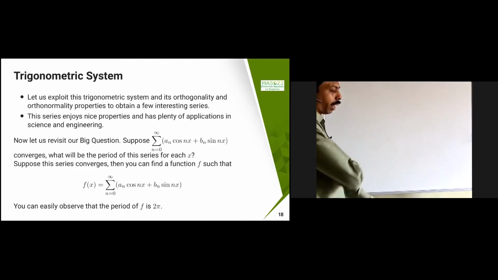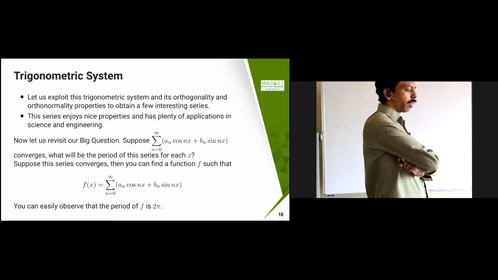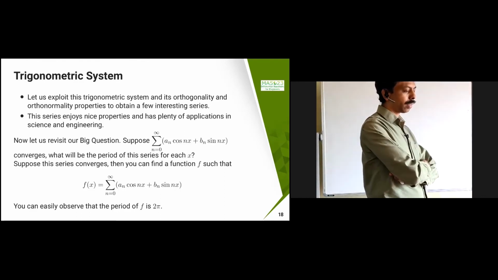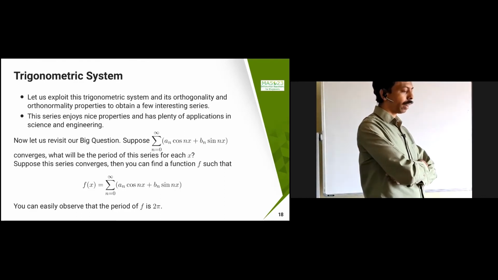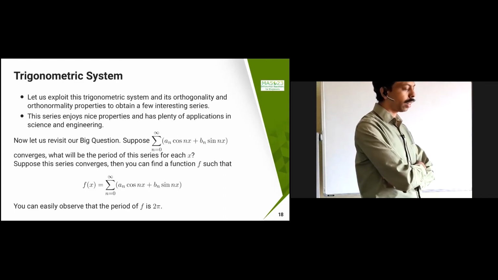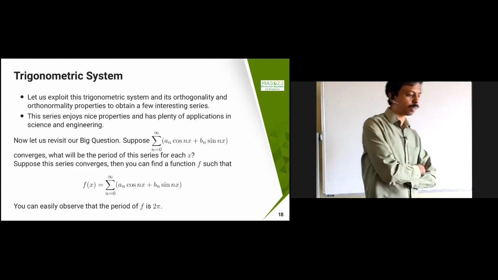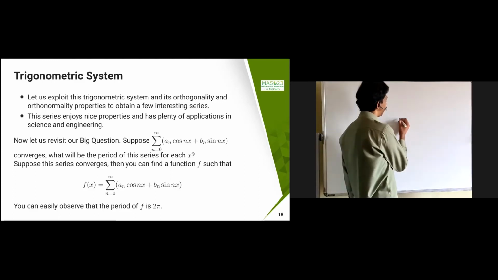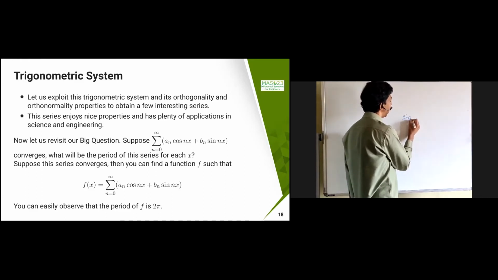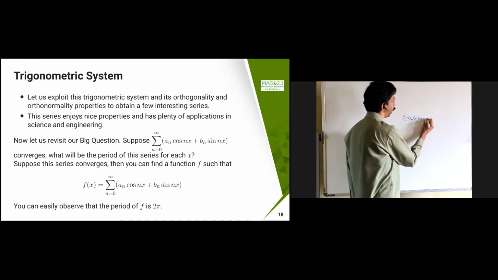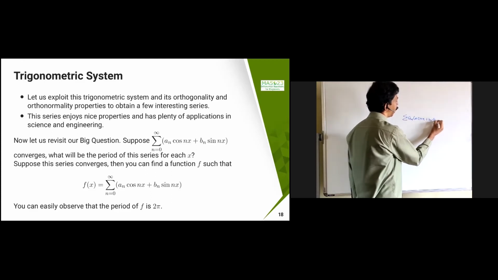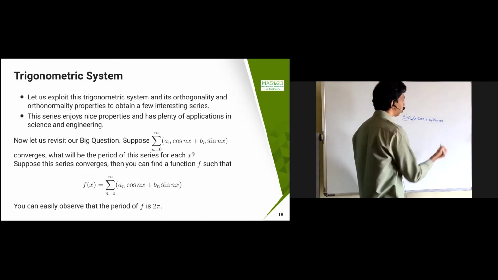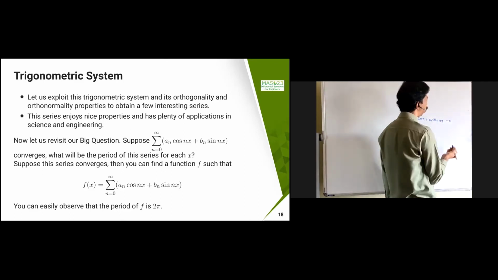Now let us revisit our big question which we asked. Suppose the sum of a n cos n x plus b n sin n x converges. What will be the period of this series? Already someone has answered: the period is going to be 2 pi. I said it is convergent. So if it is convergent, it is going to converge to some values, right? If it converges, it should converge to some point for each x. So if I take any x, it is going to converge.